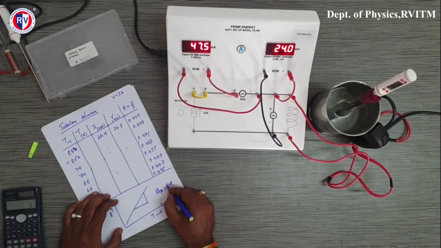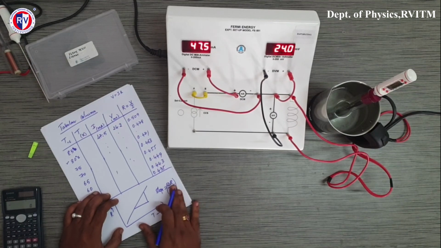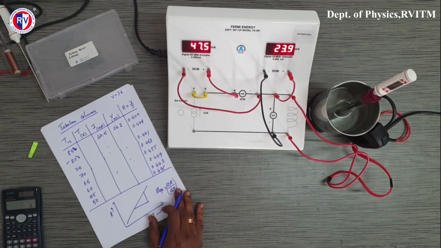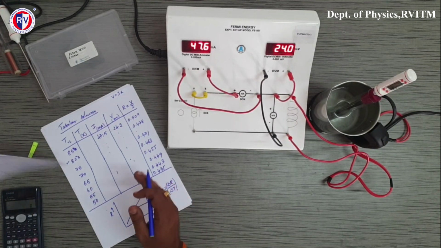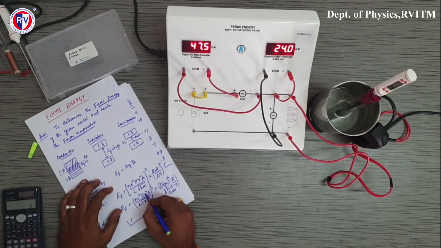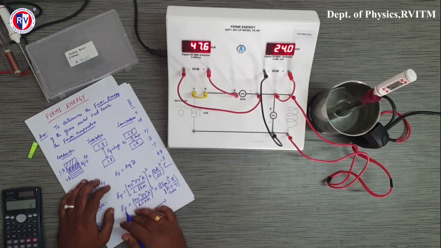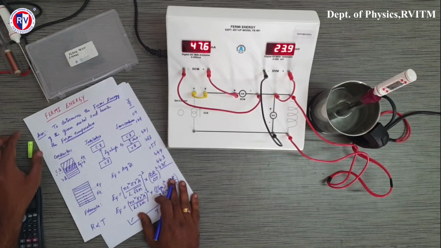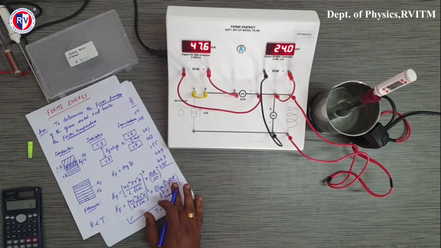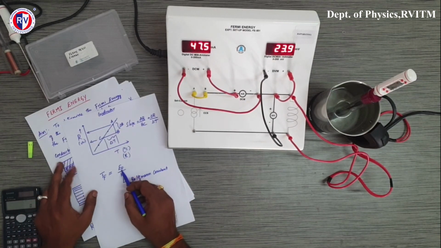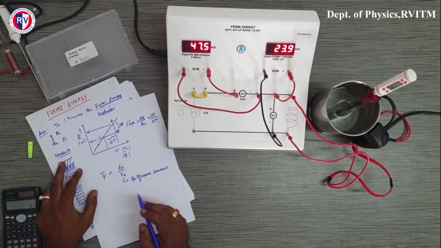Once you calculate delta R by delta T, that is the slope, substitute back in the formula. The formula is like this: E_F squared equals pi r squared A by L, root 2m, whole squared, into slope squared. So we can calculate the Fermi energy. Once you calculate the Fermi energy, the Fermi temperature can be calculated. T_F is equal to E_F by k.